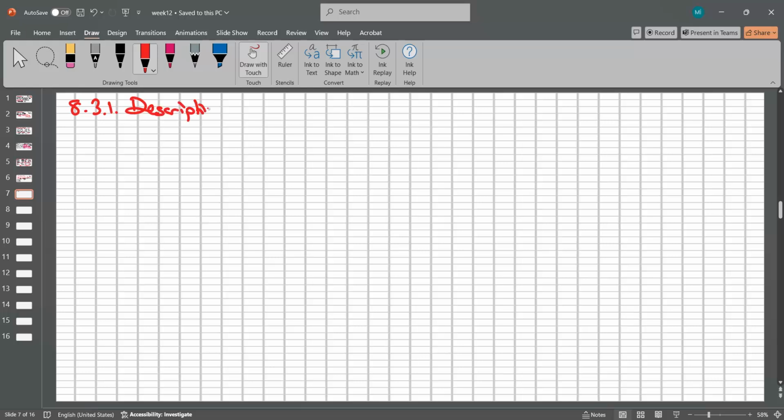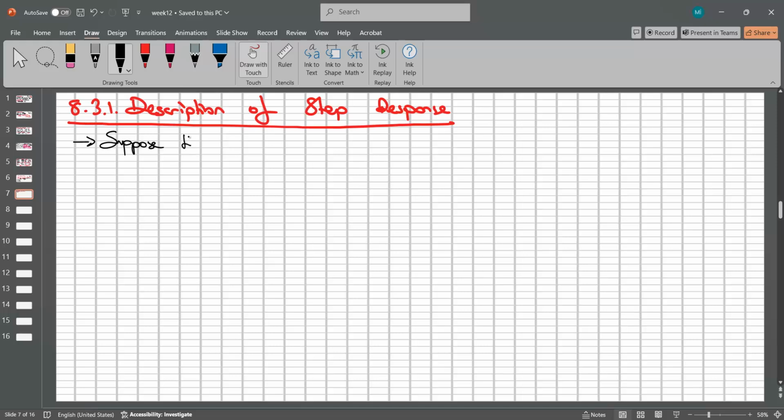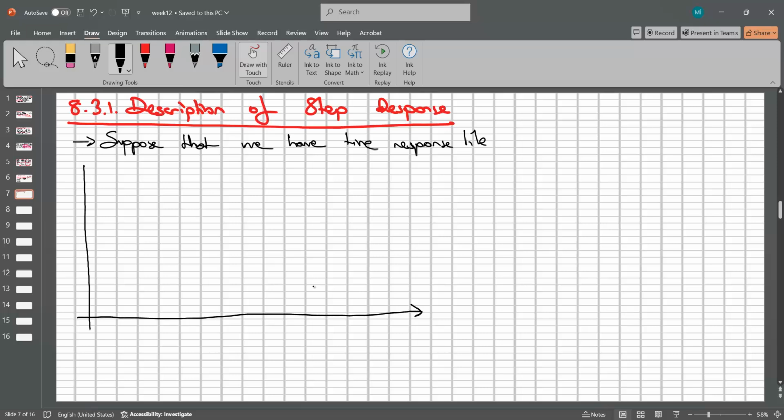Description of step response. Firstly, suppose that we have a time response like this one. This is x(t), this is t. Okay?